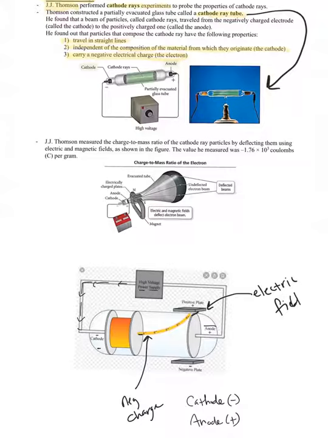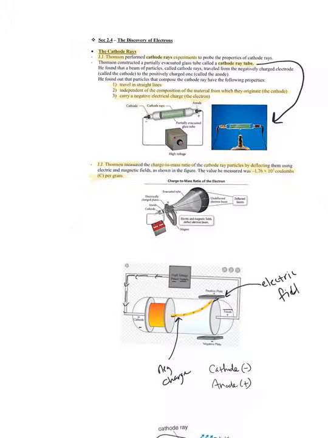Now, J.J. Thomson, we want to know that he discovered the charge to mass ratio of the cathode ray particles, a charge to mass ratio. You want to know that. And he measured the value to be this much coulombs per gram. That's the charge to mass ratio.